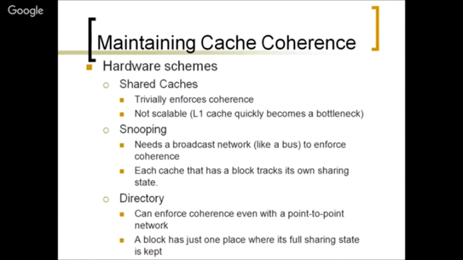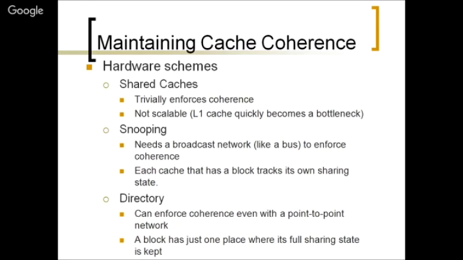So the solutions for maintaining such coherence: there are software and hardware schemes, both options are there. In the hardware scheme, we have some shared cache, which primarily enforces the coherence. Shared cache means whatever cache memories they have, we will also make them shared. Okay, but obviously they're not scalable. Means it's up to some limit. There's some bottleneck there.